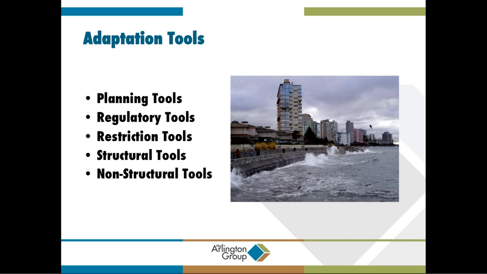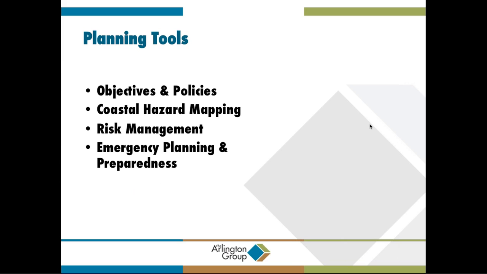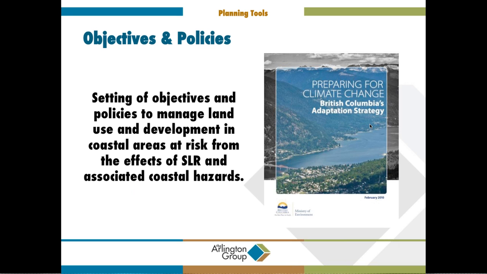The adaptation tools, there's really 5 categories that we identified: planning tools, regulatory tools, restriction tools, which are a variation of regulatory tools which may or may not involve government, structural tools, and non-structural tools. The planning tools, we've identified 4 separate types: objectives and policies, coastal hazard mapping, risk management, and emergency planning and preparedness.